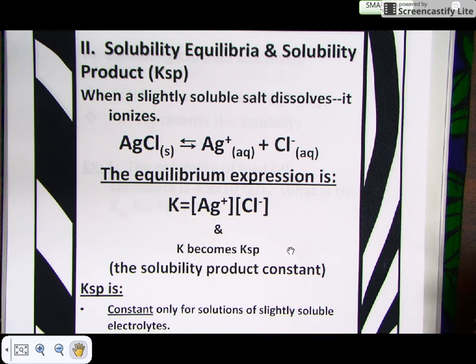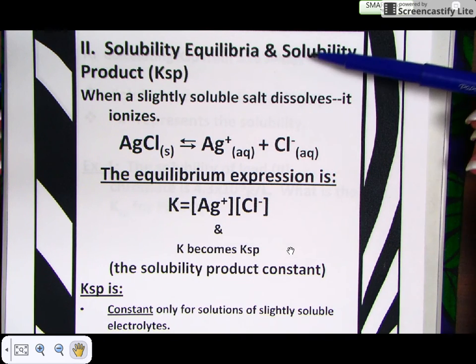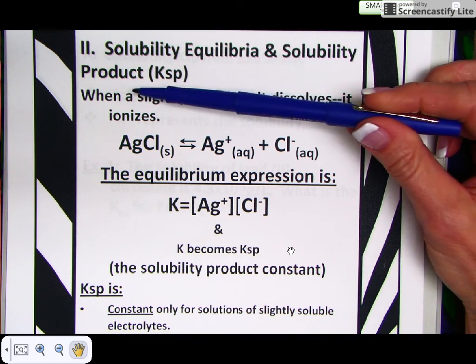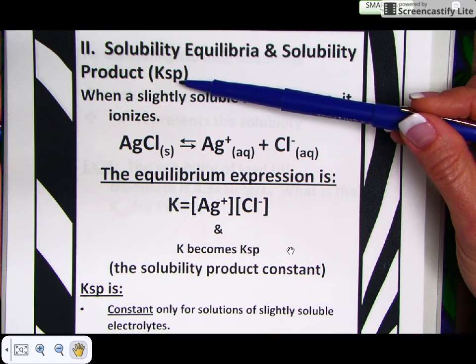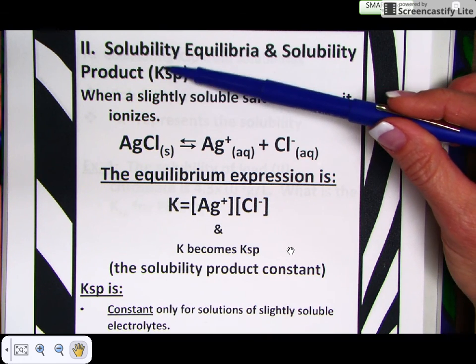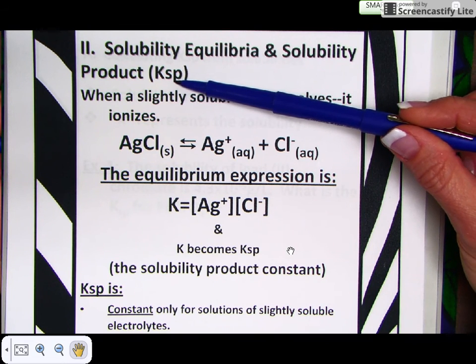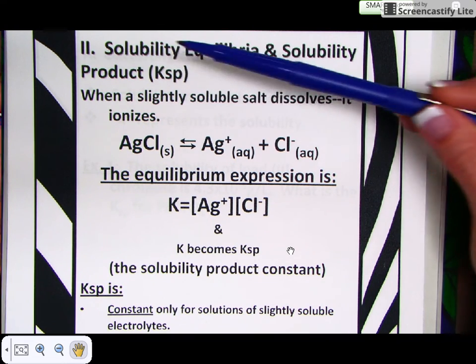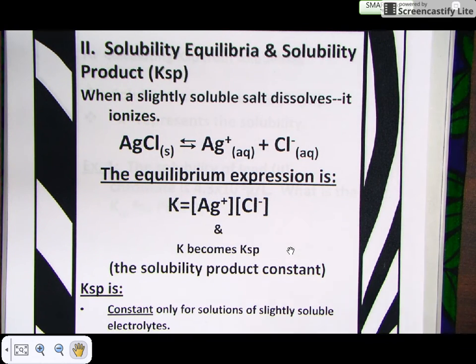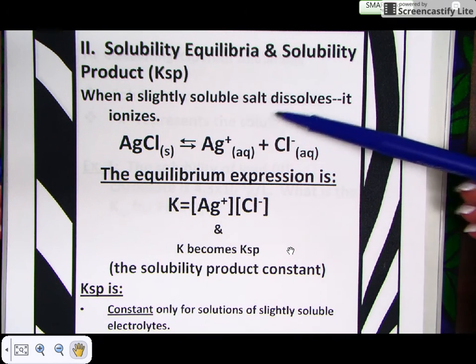So the last thing we want to look at in chapter 17 is called Solubility Equilibria and the Solubility Product, KSP. K is still our equilibrium constant symbol. The SP stands for Solubility Product. KSP can be applied to equilibrium when you have a slightly soluble salt.